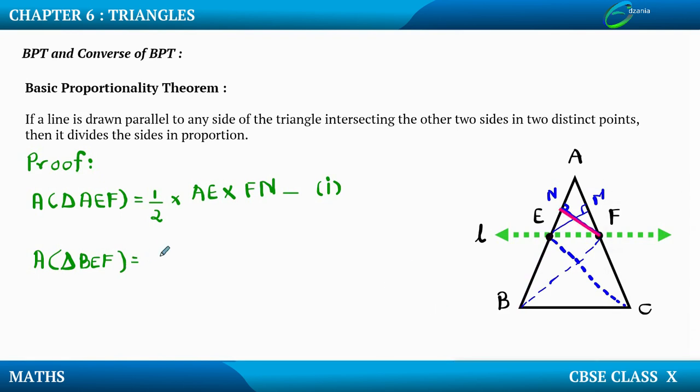So it is again going to be half into base into height. So half into base is going to be BE and the height is going to be Fn. We got this as equation 2. So we have equation 1 and equation 2. Now what we can do is divide both the equations.